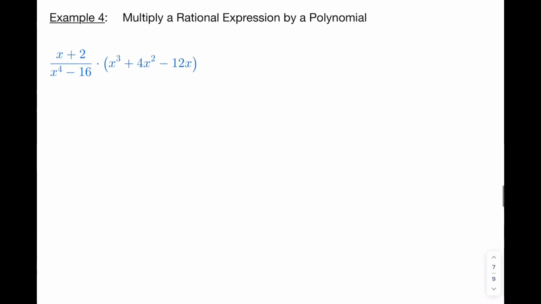Moving on to the last example. I'm sorry, second to last example. Here we are multiplying a rational expression by a polynomial. This one is very similar to the previous example in that we want to factor this and factor that. So the first part would be x plus 2 over, now look, difference of perfect squares. This becomes factorable to x squared minus 4 times x squared plus 4.